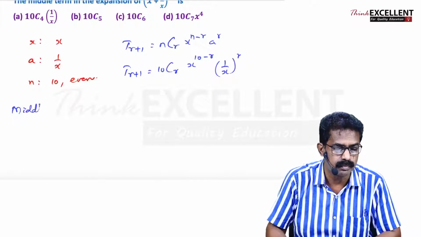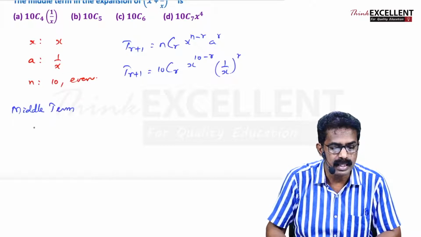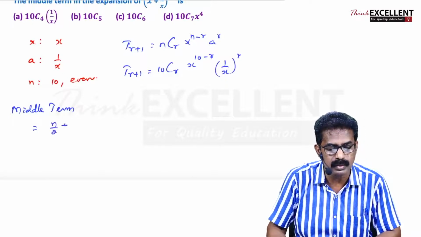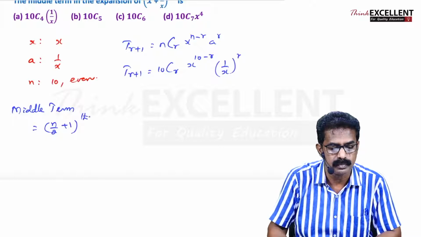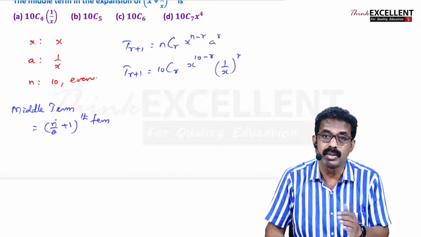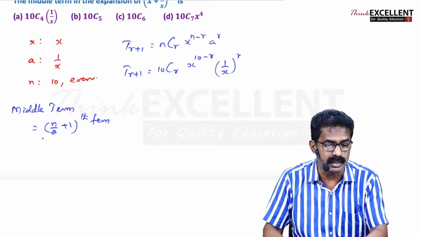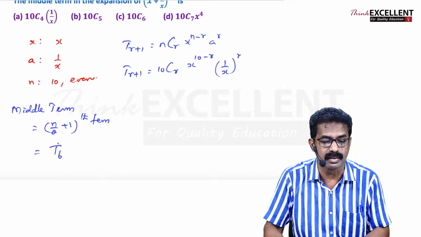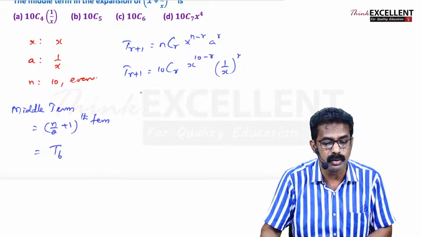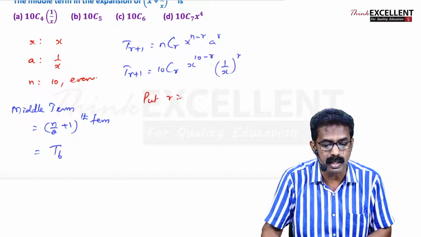Middle term. N is even, so the n by 2 plus 1th term. N is 10, so 10 by 2 is 5, 5 plus 1 is 6. So the 6th term you are supposed to find. How can you find the 6th term? Put r equal to 5.